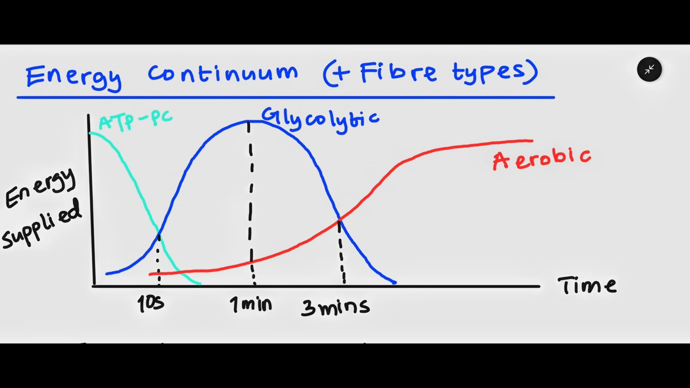This is a core concept. The energy continuum shows that all three energy systems work all the time. It is never just one system switched on and the others switched off. Instead, one system tends to dominate depending on the intensity and duration of the activity. That overlap is extremely important. Students often make the mistake of treating energy systems like separate boxes. They are not. They are overlapping contributors.